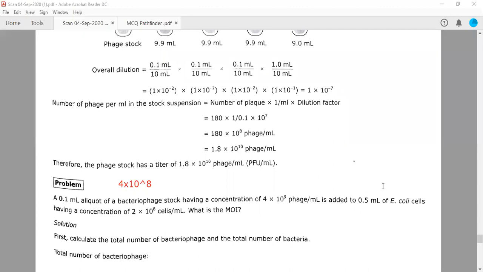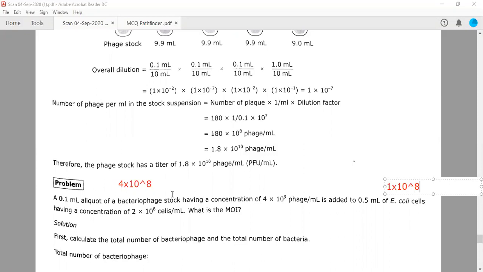Then you need to calculate the number of E. coli host cells also. Here it is taking 0.5 ml, that is half ml, but it is given per ml. So here this will become 1 into 10 to power 8, because if you divide this value by 2, you are taking half. So divide by 2, and this is known as 1 into 10 to power 8 E. coli cells. Now you are having both numbers in the same power, 10 to power 8 here and 10 to power 8 here.